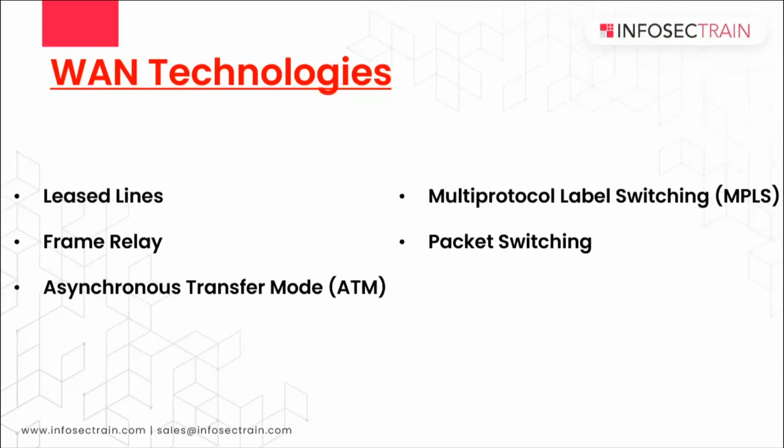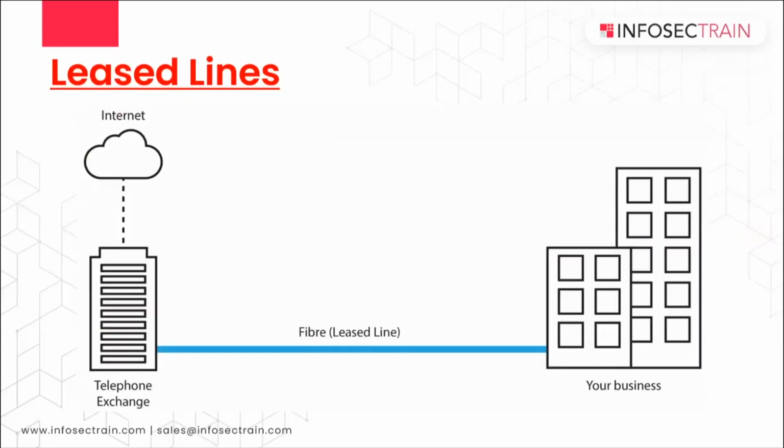So that was your WAN components. Now WAN technologies, all these things which I was talking about, the WAN technologies we are going to discuss. There will be leased lines, frame relay, ATM, MPLS, and packet switching. This is something which we already discussed. Anyone who is providing you connectivity services can be an example of a service provider.